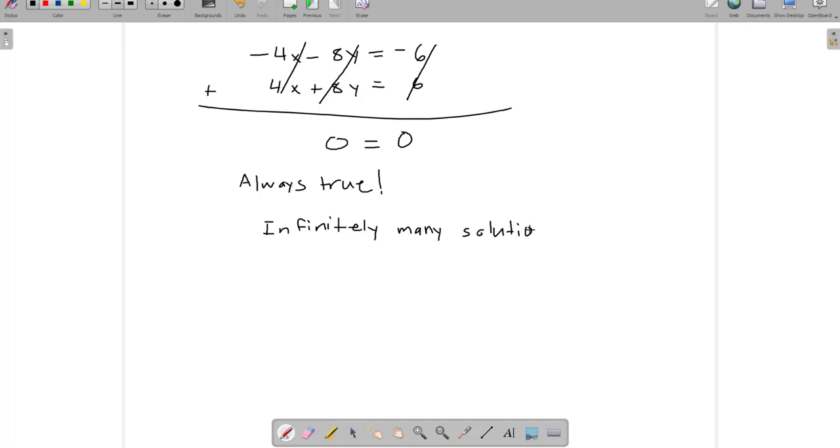So the thing to keep in mind with those special cases is if you end up with a statement that is always true, then you'll have infinitely many solutions. Like we saw in the other example, if you end up with a statement that can never be true, then you'll have no solution. Otherwise, you'll just have a single solution for these linear systems of equations.